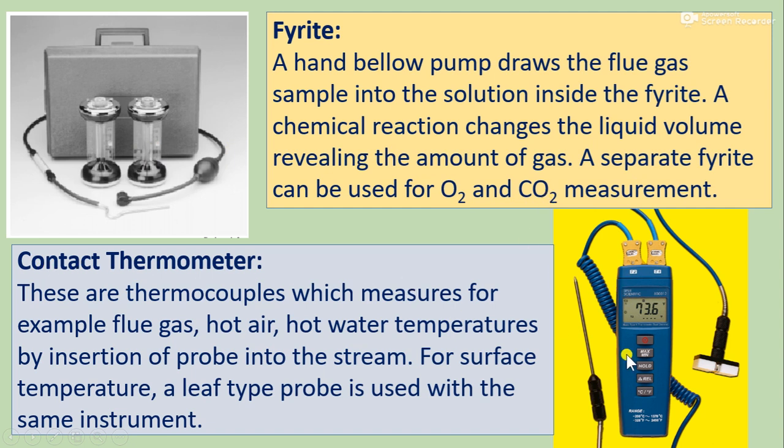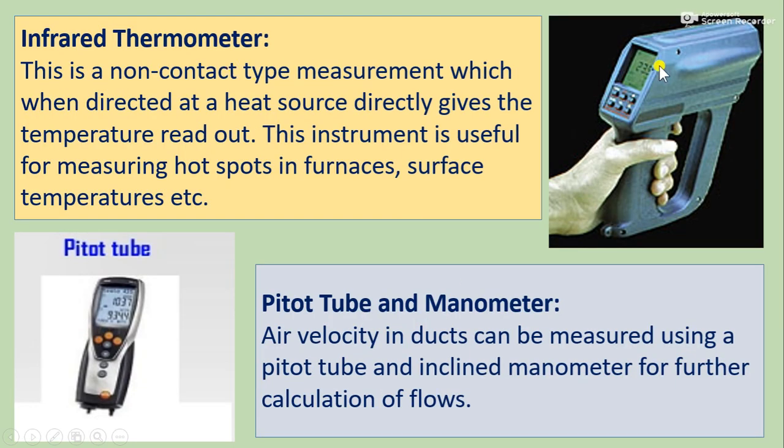Contact thermometer. These are used to measure the temperature of flue gas, hot air, hot water by inserting the probe into the stream. Wherever surface temperature measurement is needed, a lip type probe is used. In case of non-contact type measurement, infrared thermometers are used, which are directed at a heat source and give the temperature at the location. These are used in case of furnaces and hot surfaces to measure the temperature.